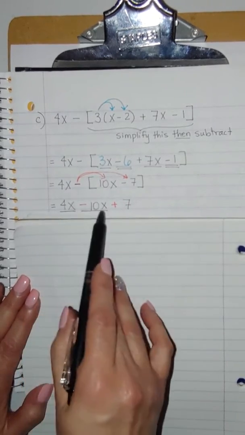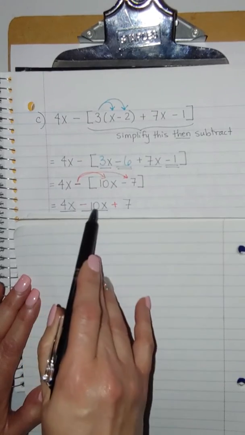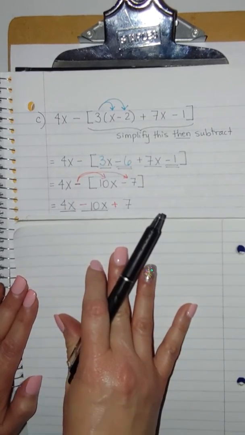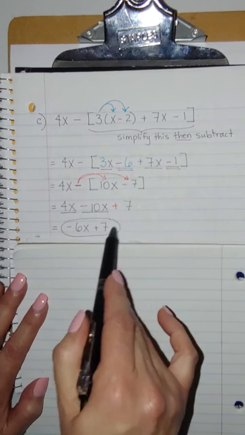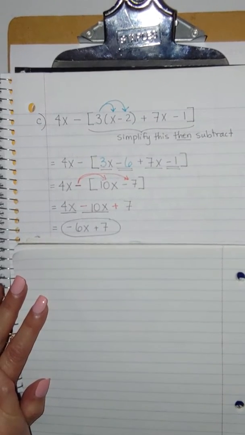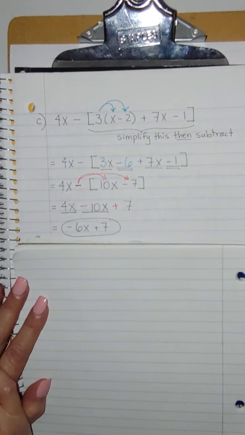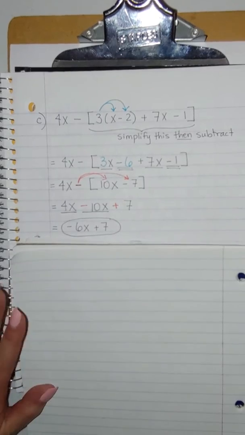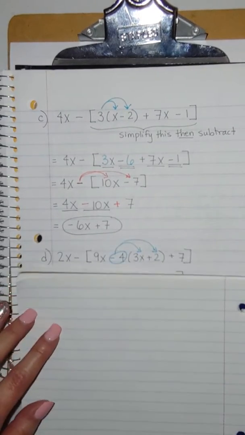I have 2 like terms to combine, and that's a positive 4 minus 10, which gives me a negative 6x. And then the plus 7 comes down. I realize there's a lot of stuff happening in there. There's a lot of order of operations and stuff that has to happen. So, okay, let's do one more that's kind of messy like this.